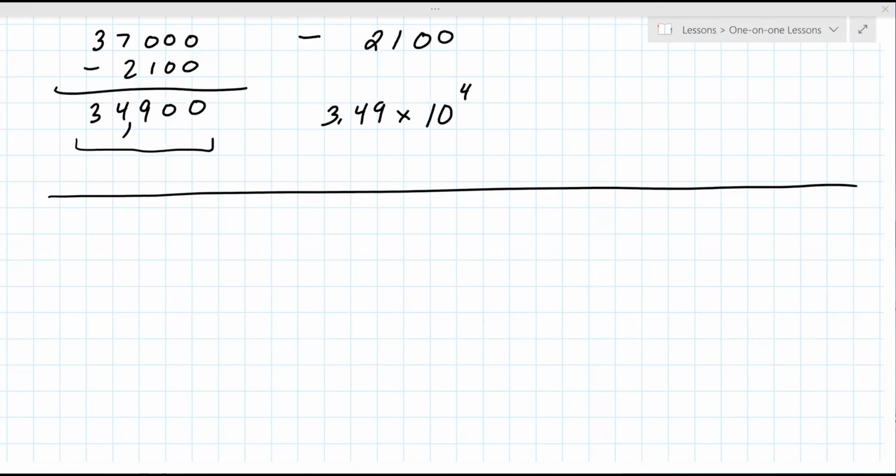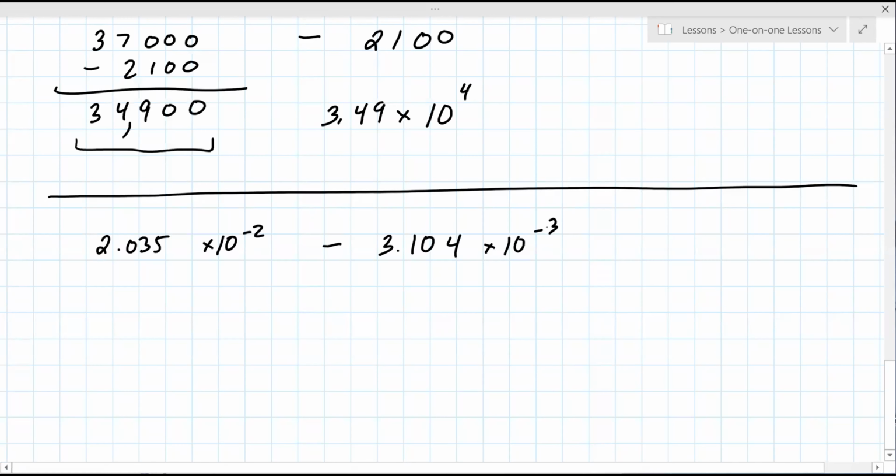Okay, Roland, so I'm going to give you some more difficult ones here. Let's go 2.035 times 10 to the minus 2 minus 3.104 times 10 to the minus 3. So I still recommend that you convert these to standard form. If you want a method that always works, it's probably best to always convert things to standard form.